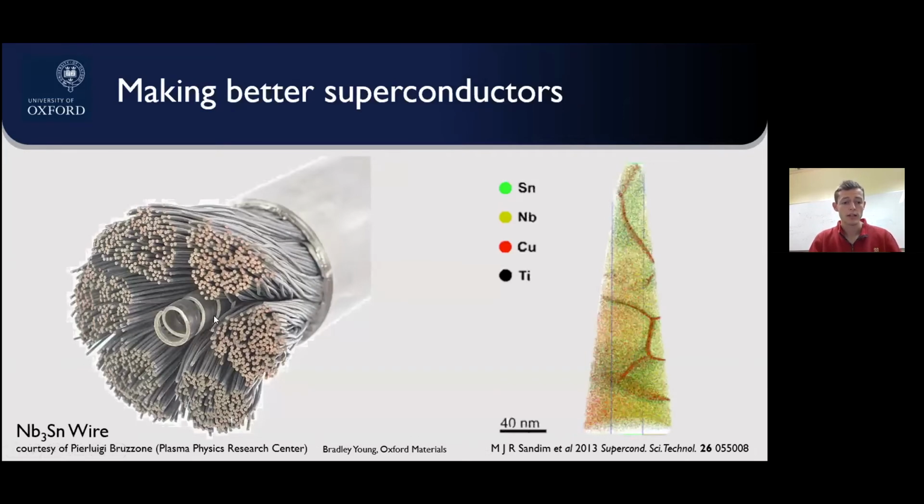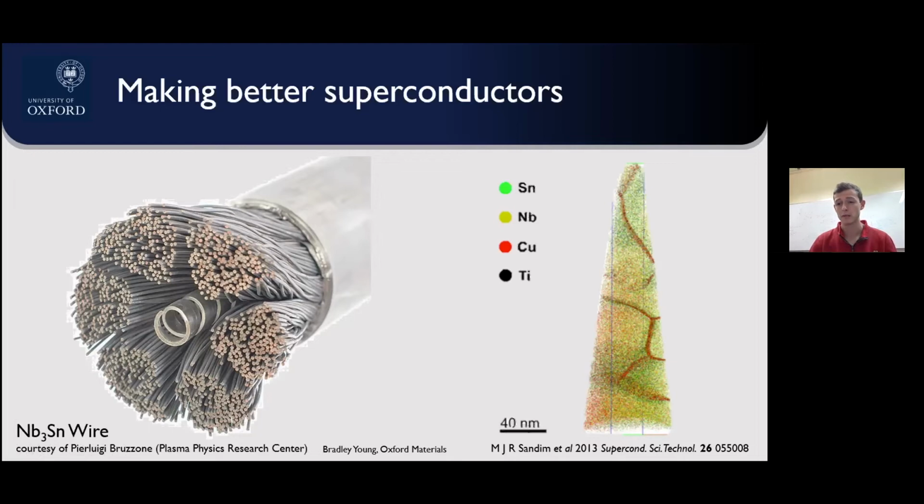And so what a lot of researchers are doing, especially in materials departments here in Oxford and across the UK and around the world, is we're desperately trying to make better superconductors. There are only certain compounds and types of material that could be superconductors. One type that's got a lot of research at the moment is this compound, niobium-3 tin. And this is an example of what a wire of this superconductor looks like.